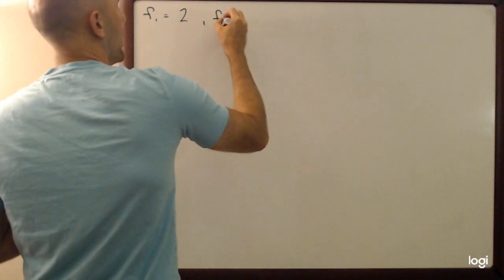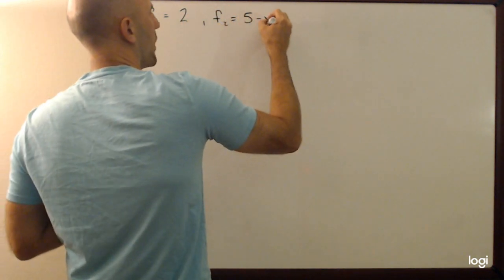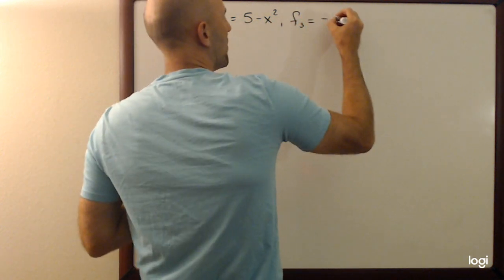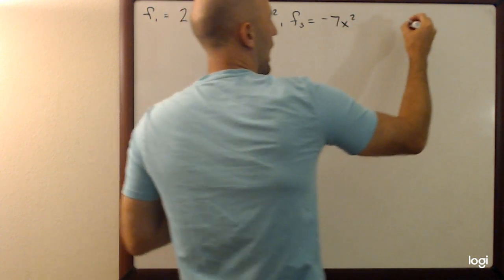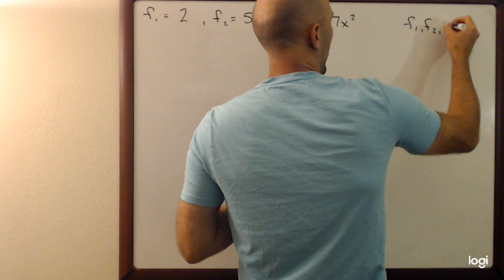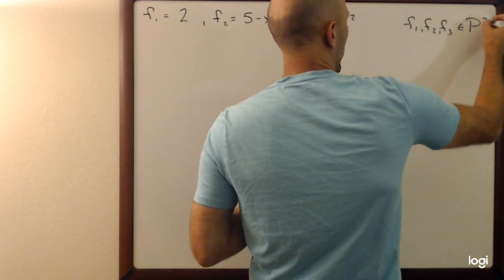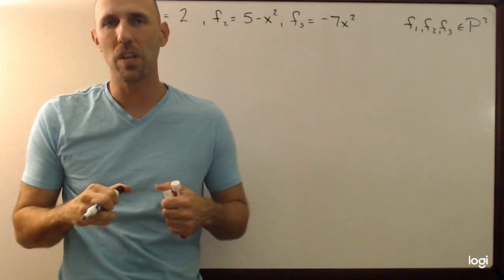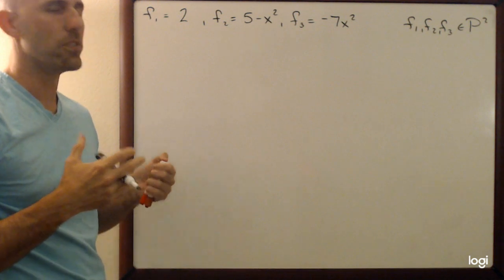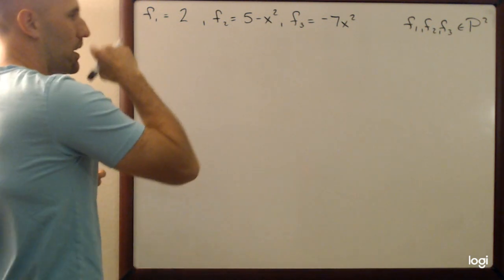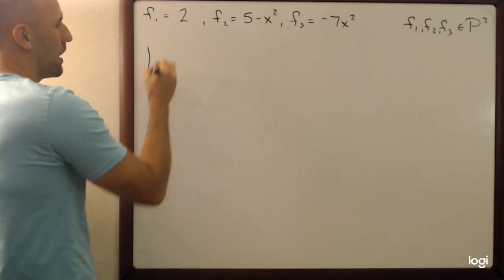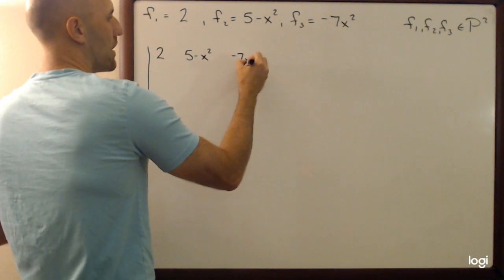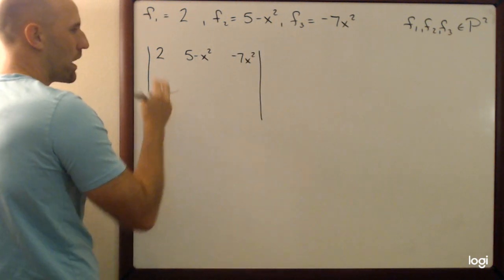F1 is 2. F2 is 5 minus x squared, and F3 is negative 7x squared. And I know that all of these are members of P2, right? My vector space P2. Okay, let's use our Wronskian to see whether or not these have a Wronskian value of 0. So I'll go ahead and put them into my matrix. I've got 2, 5 minus x squared, negative 7x squared. There are 3 of these, so I'm going to want a 3 by 3 Wronskian.